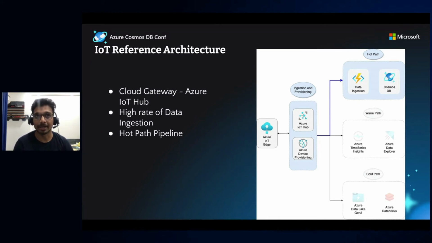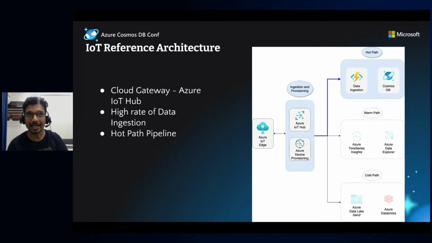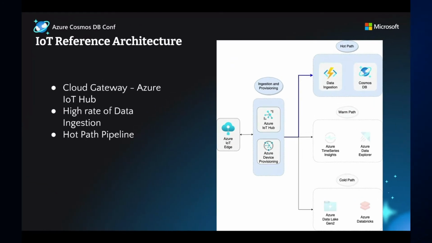At a high level, there are three ways you can process data: hot path, warm path, and the cold path. The hot path analyzes the data in real time as it arrives. In the hot path, telemetry must be processed at very low latency. The data is pulled out of IoT Hub. The Azure function, the data ingestion function, gets triggered. It does the minor transformation and stores that into Cosmos DB.